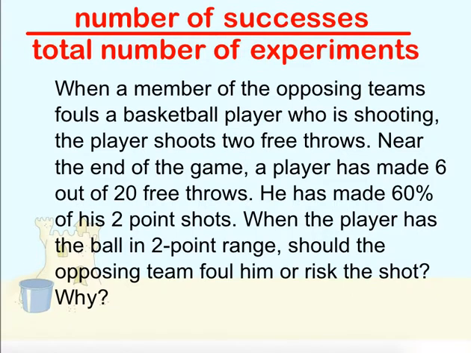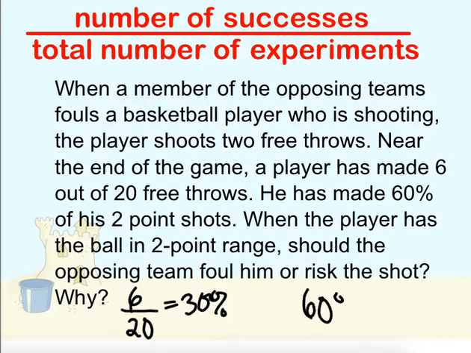And then another one. This is really looking at some strategy in a basketball game. So when a member of the opposing team fouls a basketball player who's shooting, the player shoots 2 free throws. Near the end of the game, a player has made 6 out of 20 free throws. So his experimental probability for free throws is 6 out of 20, or 30%. Whereas his percentage for 2-point shots is 60%. So when the player has the ball in 2-point range, should the opposing team foul him or risk the shot? Because they want to probably stop the time so that they get a chance to shoot the ball. So they want to know, should we defend him or foul him for this?